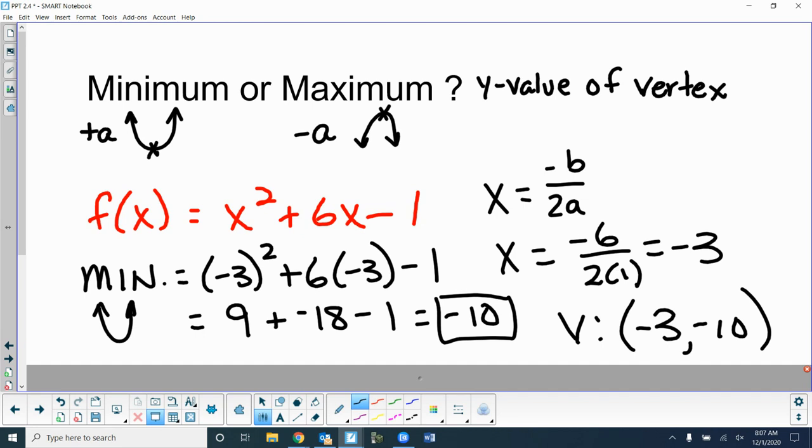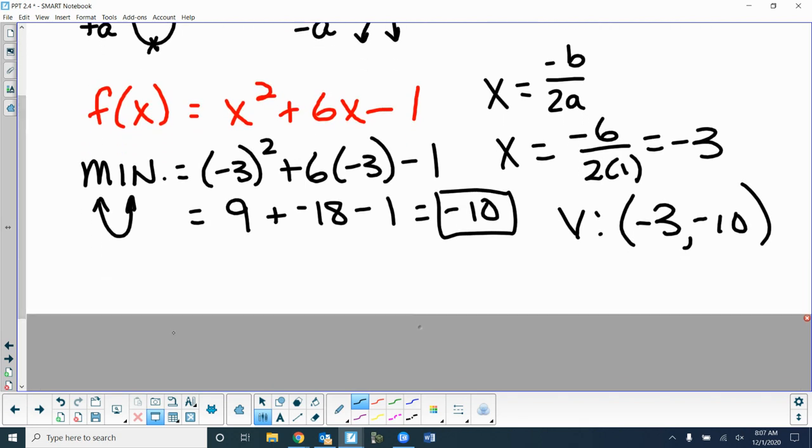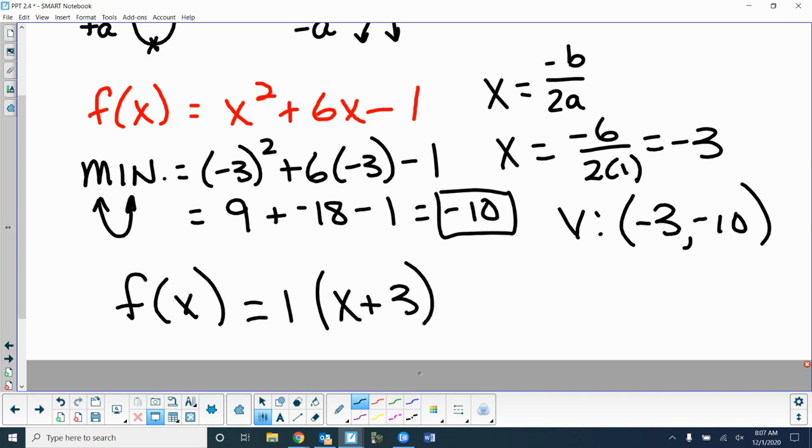Okay? If we had to put this, you don't have to do any more than that. But just going back to the first problem. If I had to put that in vertex form, right, we have f of x equals a, which is a 1. You don't have to put the 1, but I will. X minus h, what's minus a negative 3? Squared plus k. K is your y value vertex, which would be minus 10. Okay?